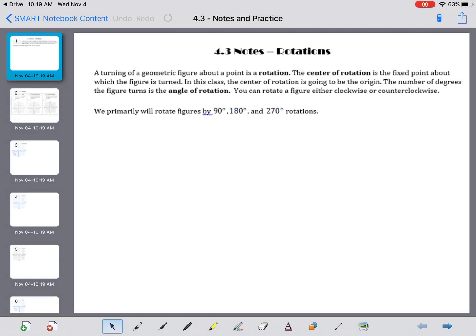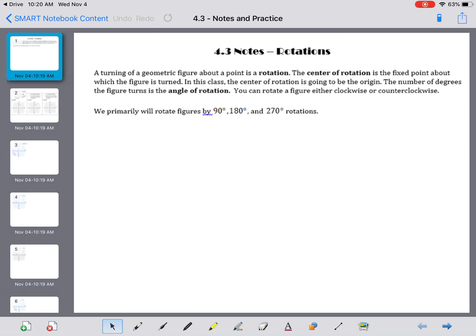So in this lesson, we're going to talk about our third type of transformation, which is rotations. A rotation is when you turn a geometric figure about a point. The center of rotation is the fixed point about which the figure is turned. In this class, our center of rotation is going to be the origin.